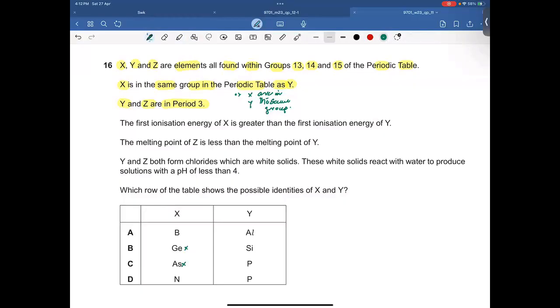The next clue is Y and Z are in the same period.